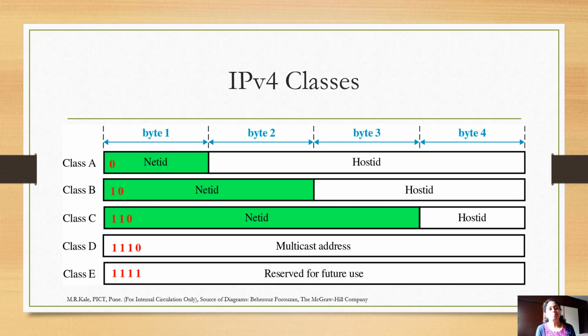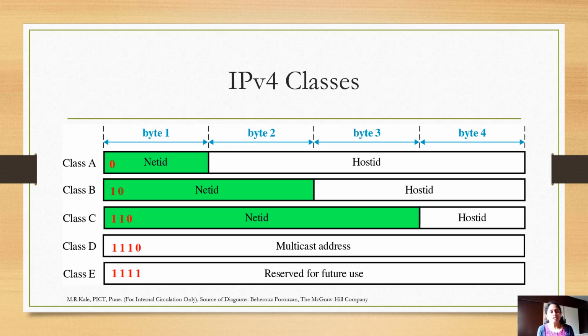Multicasting is nothing but group messaging. We know broadcasting is one to all, unicasting is one to one, and multicasting is one to many. So a group of people can be addressed with the help of a single address, and that address is known as a group address. So class D IP addresses are used for this group messaging or group addressing. We have class D assigned to multicasting. Similarly, class E IP addresses are not used. They are reserved for future use or research purposes.